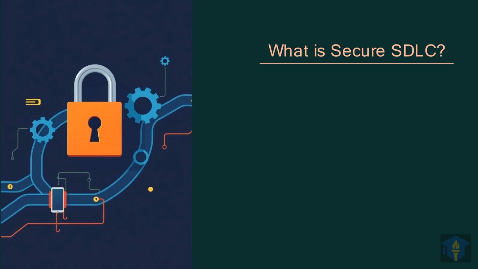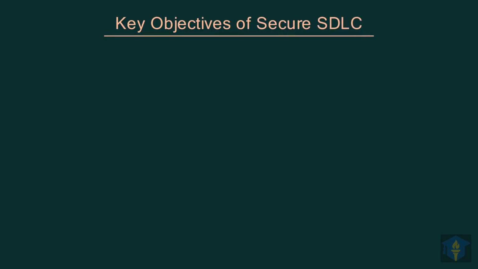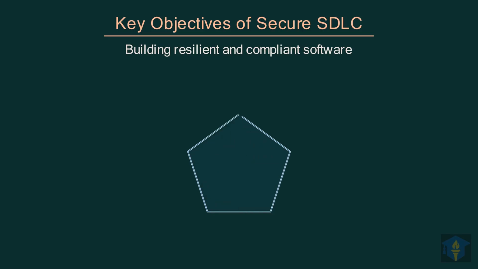Let's explore its definition. It integrates security into every phase of development, identifying and mitigating risks from planning to maintenance, ensuring security isn't an afterthought. Now, let's look at the key objectives of implementing a secure SDLC within your development process. Our main goal is to build software that is both resilient against attacks and fully compliant with necessary regulations.